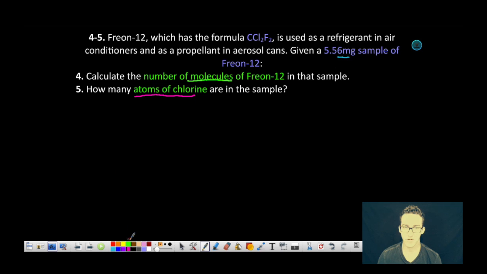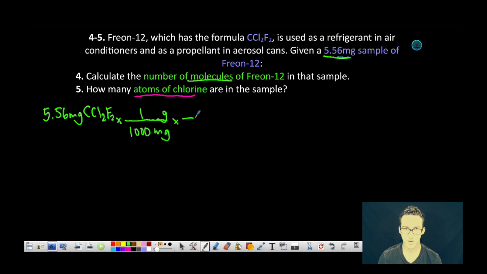So let's tackle number 4 first. As we take a look there, we're going to start with our original 5.56 milligram sample, 5.56 milligrams of CCl2F2. We're going to convert this first from milligrams to grams. So be careful, especially with those mass values. You'll often be given things that are not in grams. You need to convert to grams first. So 1 gram is 1,000 milligrams.